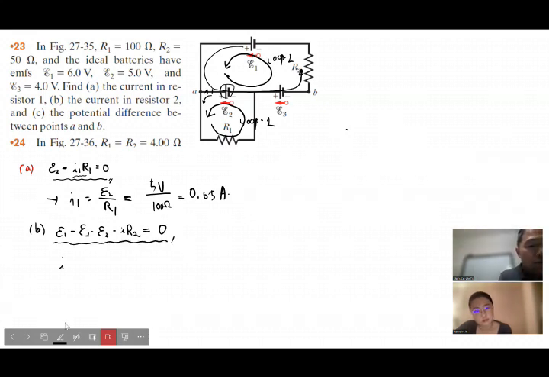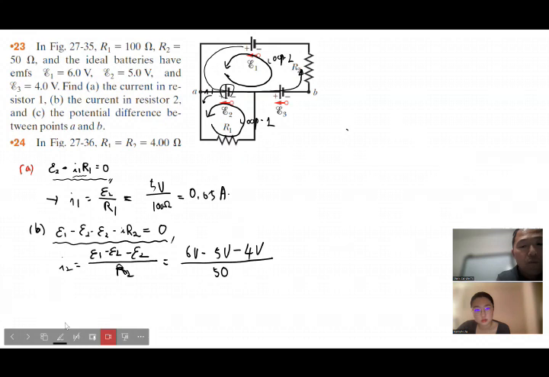So I2, based on that, should be E1 minus E2 minus E3 over R2. You plug the numbers into this formula: 6 volts for E1, minus E2 which is 5 volts, and E3 is 4 volts, divided by R2, which is 50 ohms.